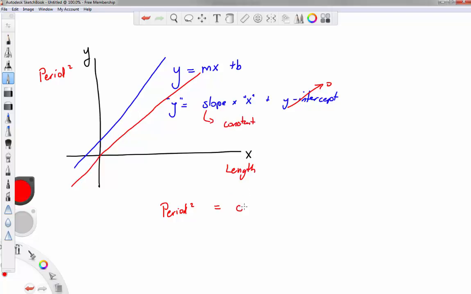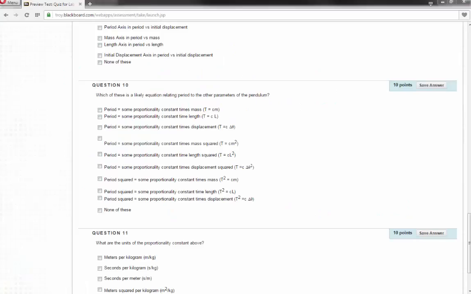So it is some constant times length. So we need some formula of that form. And by the way, the shorthand of this would be something like t squared is equal to c times L. That is the shorthand version of this. So let's go back to that question and see what our options are.